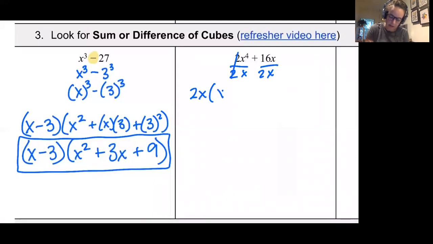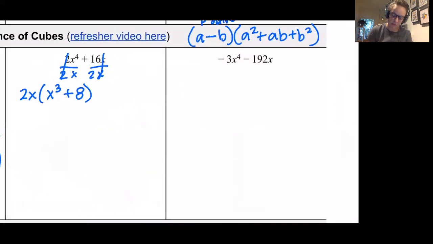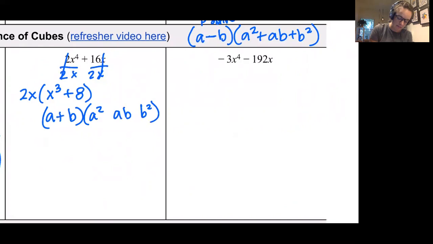That's going to cancel here and leave me with x to the third plus 8, and the x's cancel. So I have 2x at the beginning, and then I have x to the third plus 8. And I recognize that 8 is a cube as well as x cubed is a cube. So this is the sum of cubes, because we're adding. So I'm going to use the same formula, but instead of the minus first, I'm going to have a, b, a squared, ab, b squared. But I'm going to have same, so positive, opposite, negative. The last one's always positive.